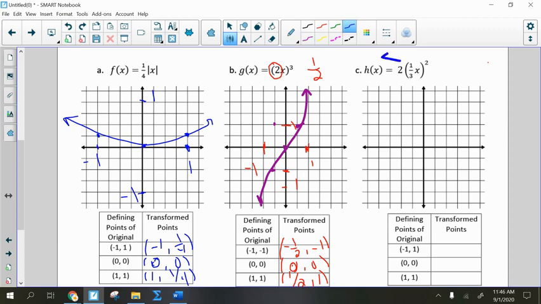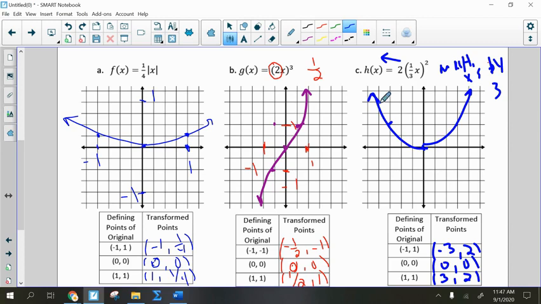So I'm going to multiply the y's by 2, no problem. And I'm going to multiply the x's by 3. Okay, so this is going to become negative 3, positive 2, 0, 0, positive 3, positive 2. Okay, so it's a stretched out, stretched out both directions squared function. So negative 3, negative 2, 0, 0, positive 3, positive 2.